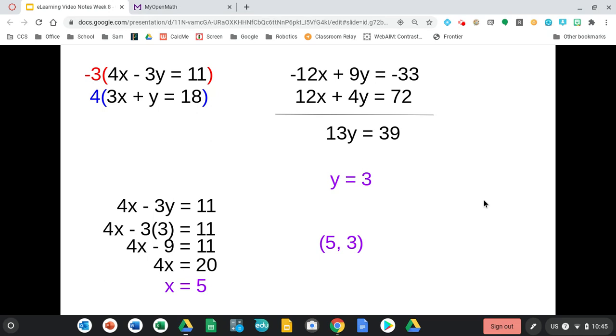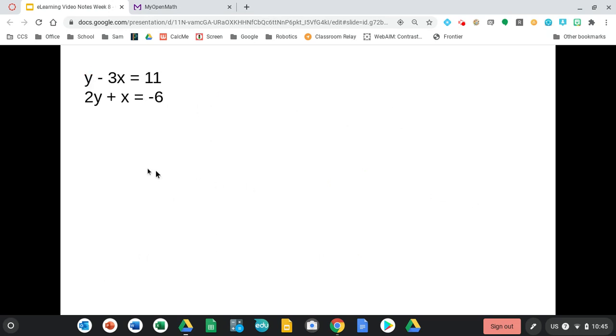All right, so that's the idea of using elimination to solve these systems of equations. Let's look at one more example here. What's a little bit different in this example is you notice that the x's and y's are not in the same order. And we can go ahead and do this problem like we normally would, and that's what I'm going to do. However, you could also rearrange this problem.